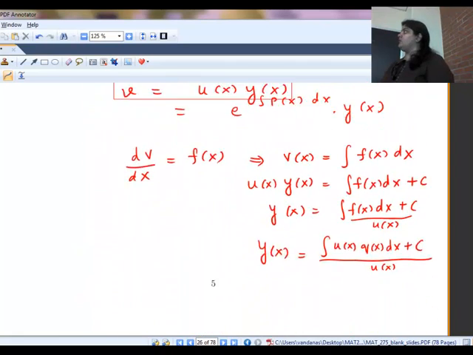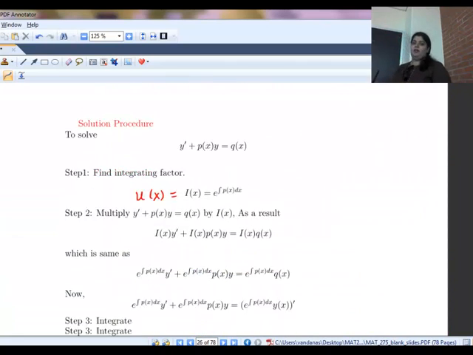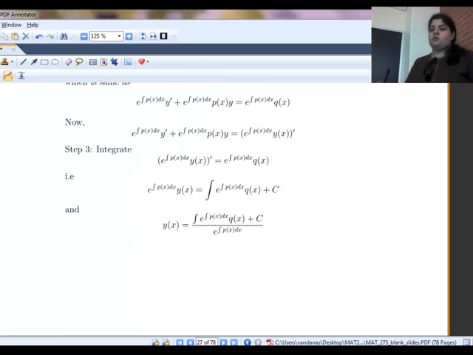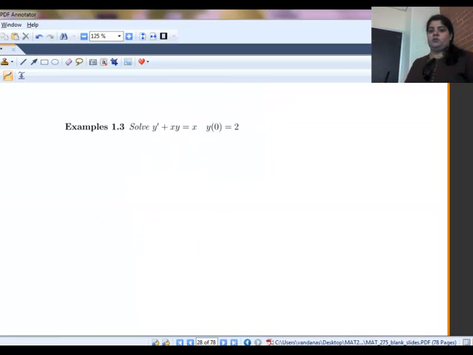Let's now solve one example of a first order linear differential equation, and then we will stop so that you can work on this homework. So let's solve this problem: y prime plus xy equals x, y at 0 is 2. Linear first order differential equation, right? P of x is what? P of x is x. Q of x is x, right?